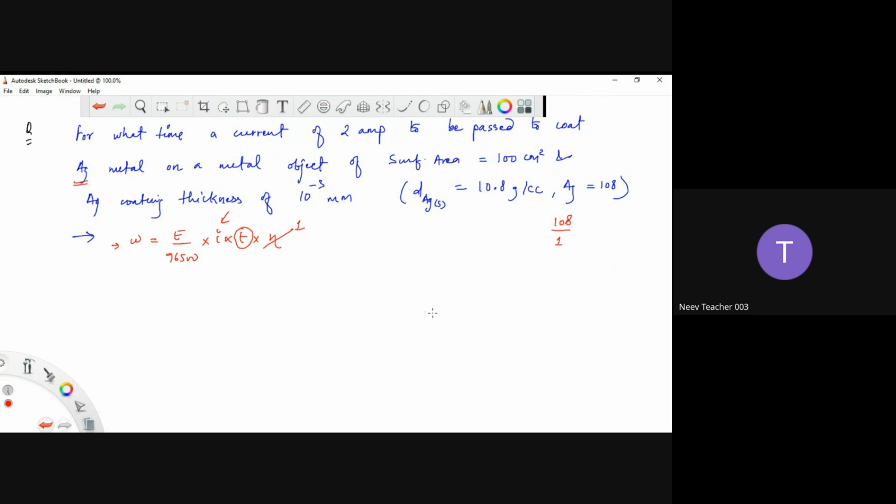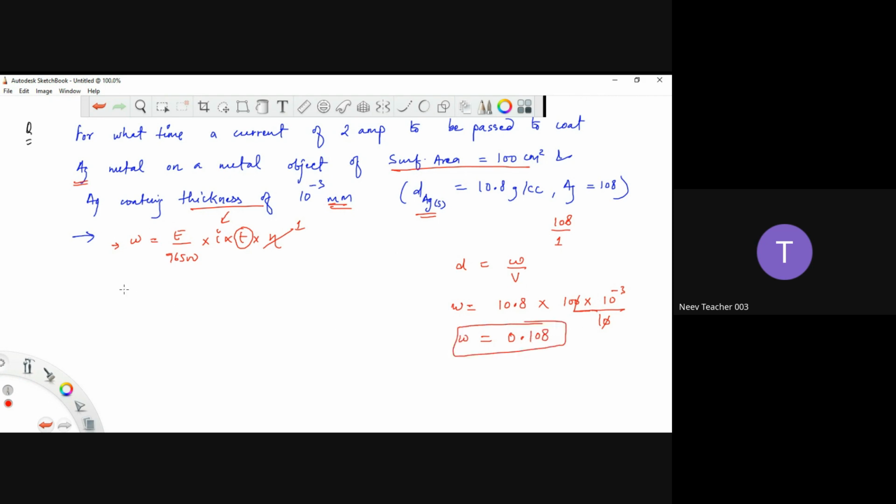We're going to get W from the density. Density is weight upon volume. How are we going to get the volume? The surface area is given to us, and the thickness is given to us. So weight is density 10.8 into volume. Volume is surface area into thickness, which will be 10 to the power minus 3 divided by 10. Why? Because it's in mm, so you need to convert to centimeter. So that comes out to be 0.108. That will be your weight.